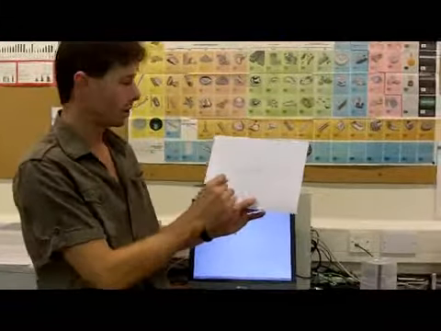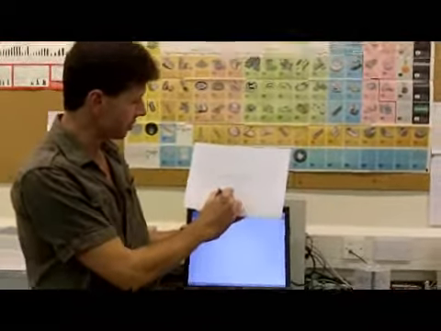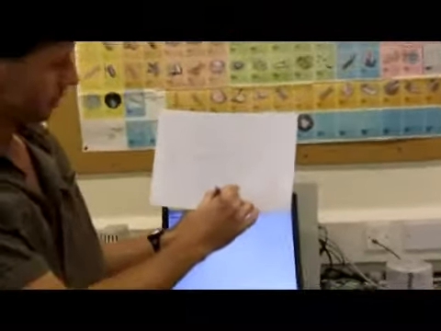The iodine region you've got to watch out for as well, because the iodine region's got two peaks. Look at it like this.